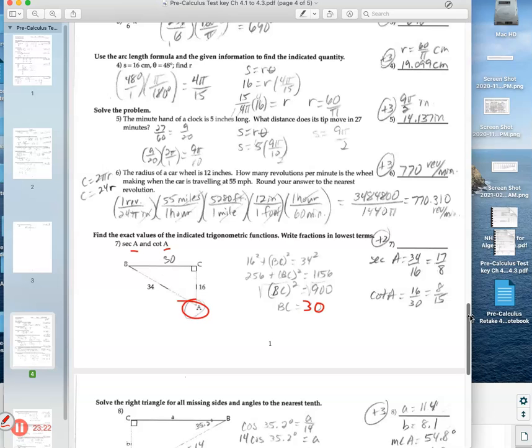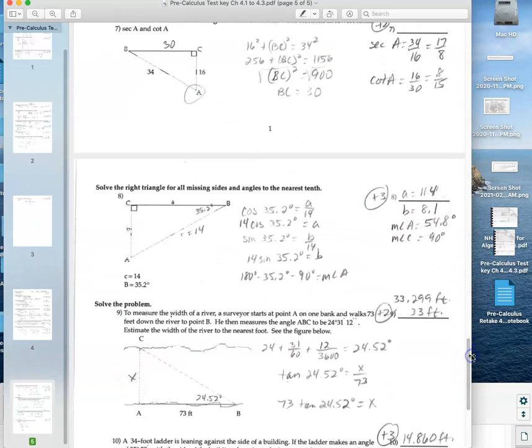And then we need cotangent, which is adjacent over opposite. So 16 over 30, which of course reduces to 8/15. This year I didn't have a lot of people that forgot to reduce. I think there were maybe 3 out of the 2 classes that forgot to reduce. We have to put them in simplest terms.